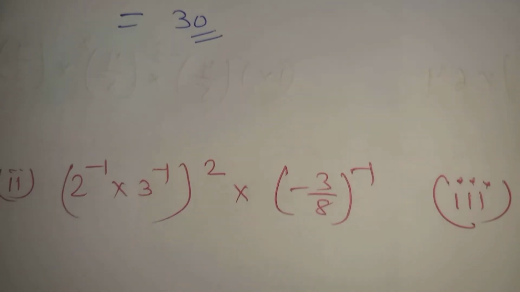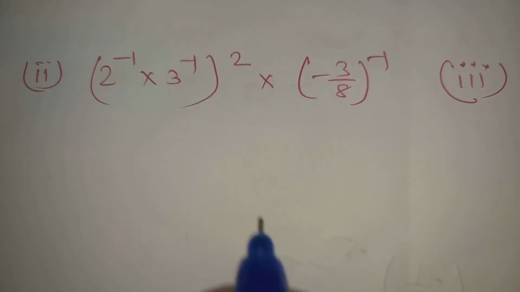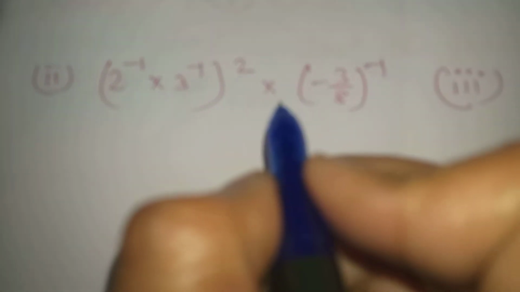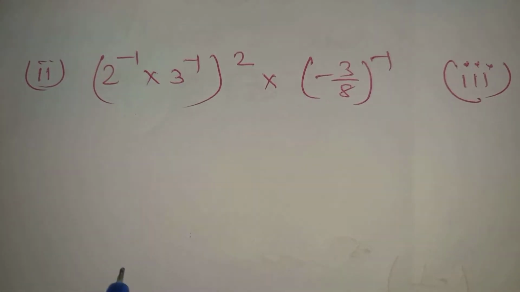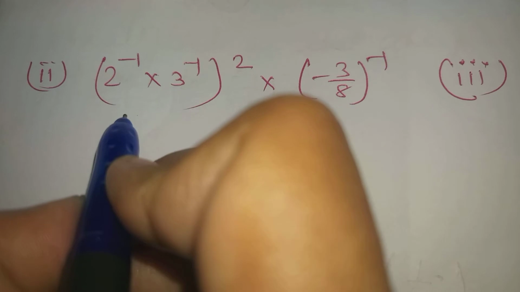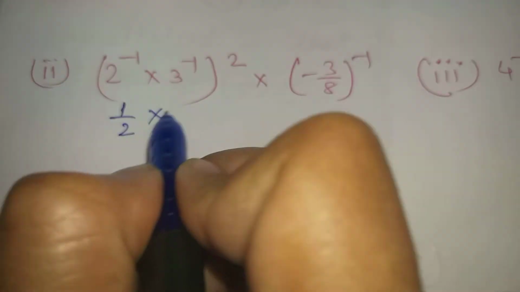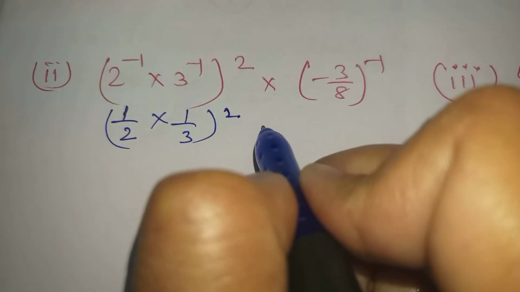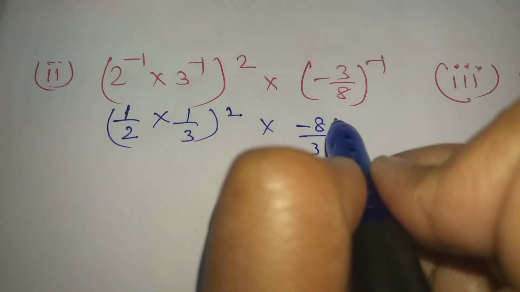Okay, now we will move to the next question. Look at the next question. Question number 2: 2 to the power minus 1 and 3 to the power minus 1 square, into 3 by 8 to the power minus 1. Then 2 to the power minus 1 can be written 1 by 2, into 1 by 3 square, into minus 3 by 8 can be written as minus 8 by 3.